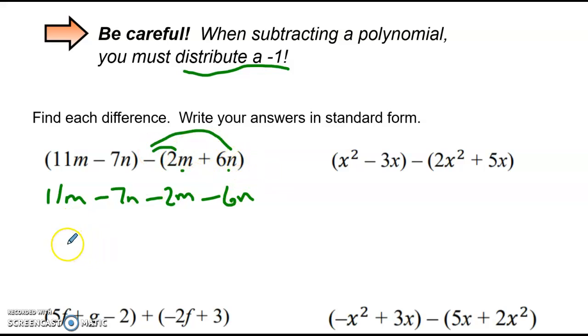This cleans up pretty easily. 11m minus 2m is going to give us 9m. Negative 7n minus 6n is negative 13n. And we're done with that one.